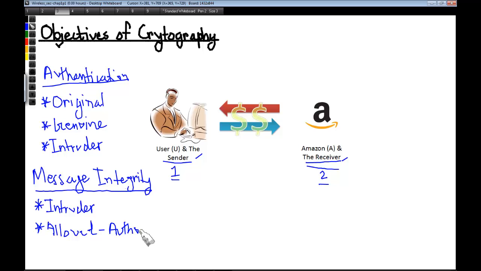The last thing that we'll be talking about is encryption. Encryption includes the use of ciphertext and the plain text.